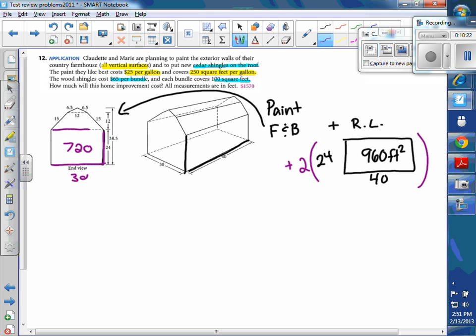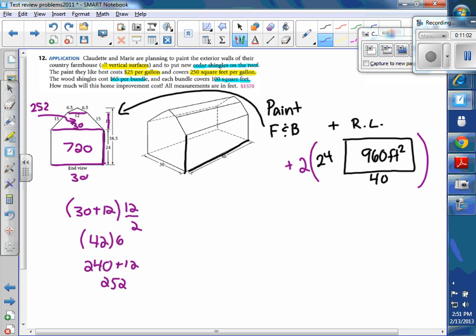Then you have a trapezoid. What you want are the bases, which are 30 and 12. So 30 plus 12 times the height of 12 divided by 2. That's for one trapezoid. So this is 42 times 6. 6 times 40 is 240, and 6 times 2 is 12. Check my math there. I'm getting 252 for this part. That's right, and that's in square feet. We agree with that? Yeah.